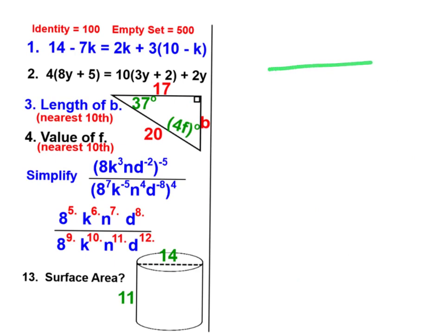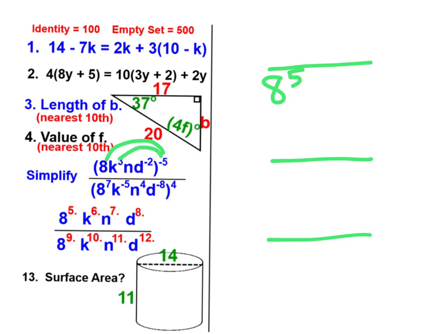All right, number 5, we're going to simplify this thing. A lot of times I put down 2 or 3 fraction bars. We'll do this one piece at a time. So this would be 8 to the negative 5th, which I'm going to go ahead and write on the bottom as an 8 to the positive 5th. Remember, negative exponents move things from top to bottom or bottom to top.